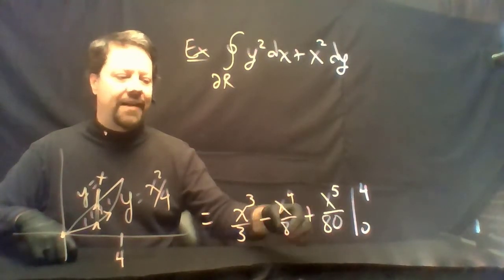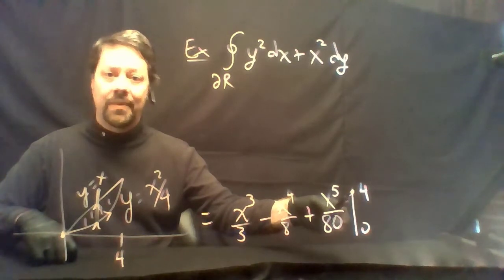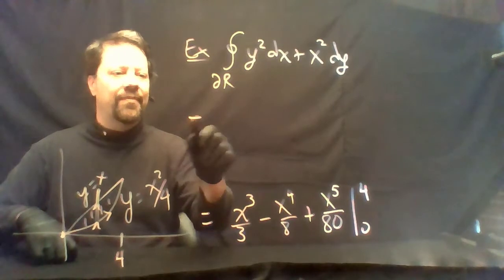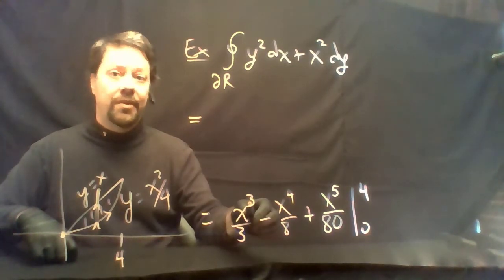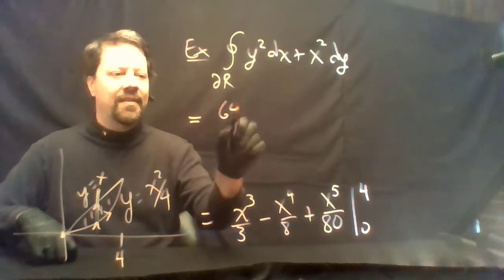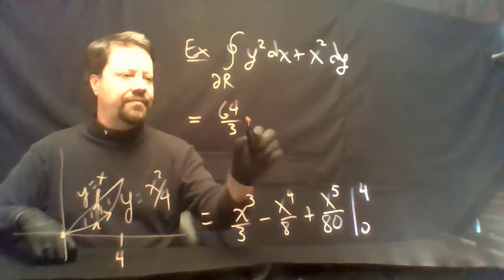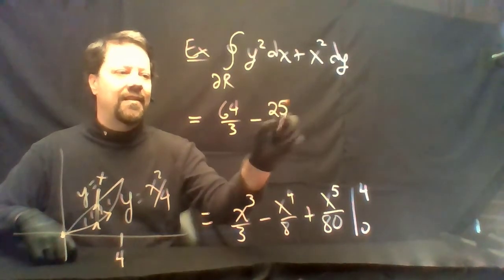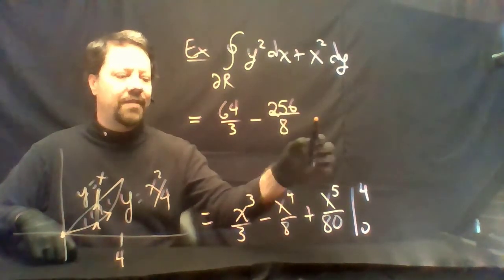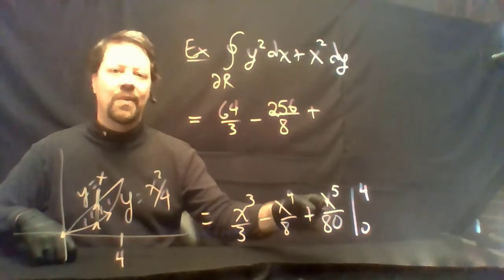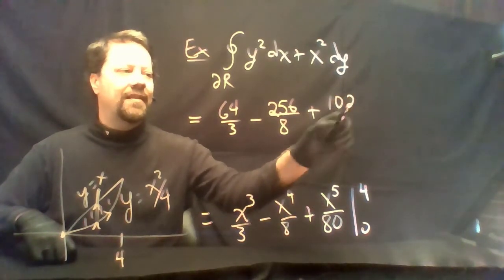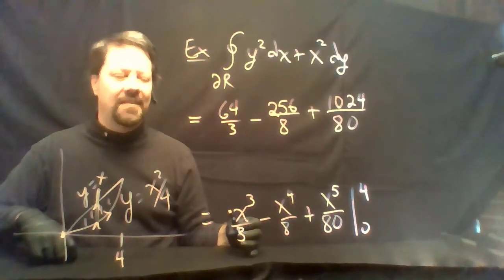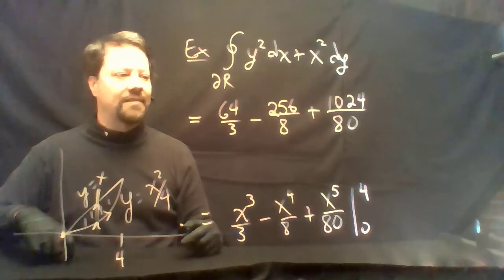It might be easiest to evaluate this thinking of 4 as 2 squared, because the powers of 2 are something you should know. 2 squared cubed is 2 to the 6th. That's 64/3. 2 squared to the 4th is 2 to the 8th. That's 256, and we're divided by 8. 2 squared to the 5th is 1024, divided by 80.